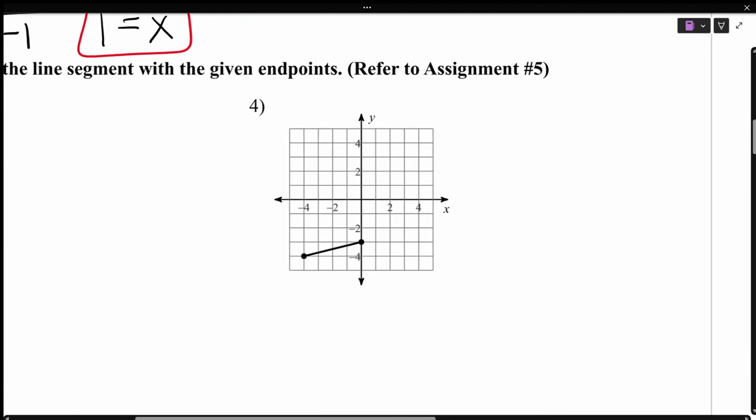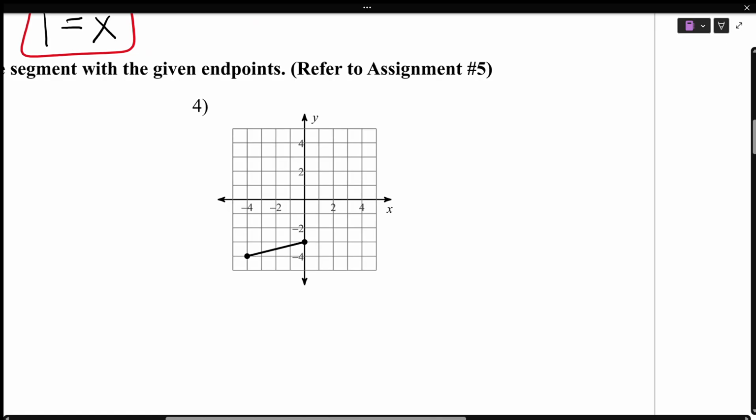There's a specific formula that goes with it, but we need to figure out what these two endpoints are. This one and this one. Okay, let's start with this one on the left. For the x, that's -4, and for the y, that's also -4. So we have -4 and -4.